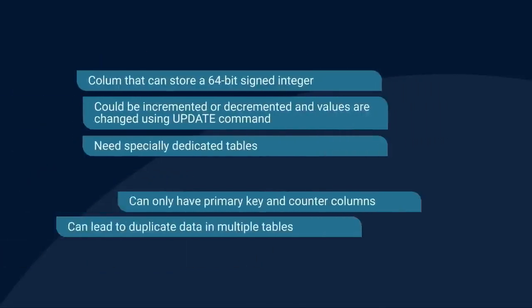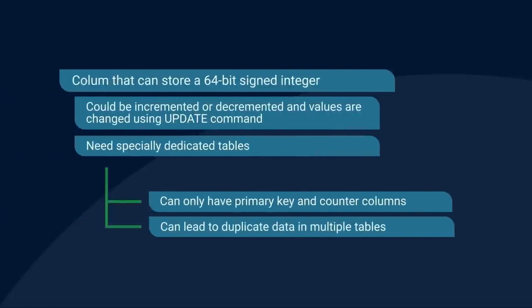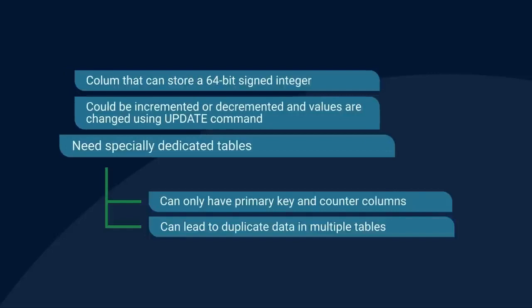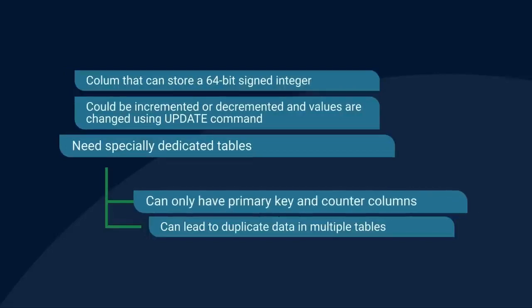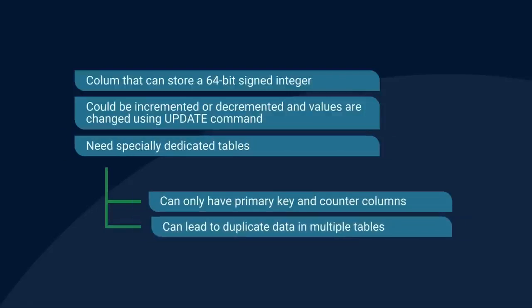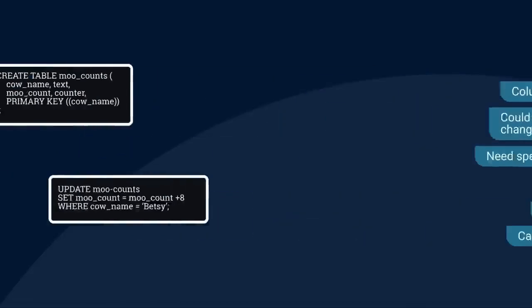A counter is a data type where you can have a column that stores a 64-bit signed integer. They can be incremented or decremented, and the values are changed using the update command. Counters need to have a specially dedicated table that can only have primary key and counter columns. Counters can lead to duplicate data in multiple tables. You can have more than one counter column in your table.